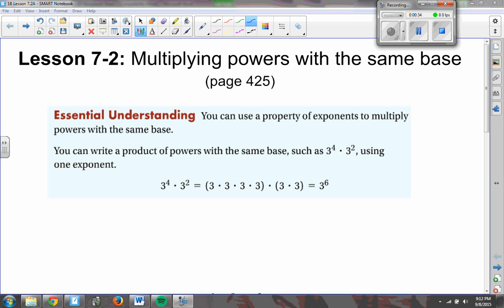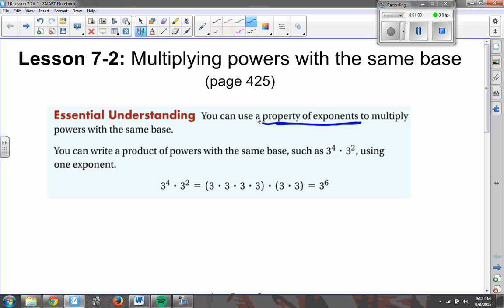For right now, we're going to look at this essential understanding paragraph that you see right there in the middle of page 425. That paragraph says that you can use a property of exponents to multiply powers with the same base. Okay, so we're going to learn a new property of exponents today, and we're going to see exactly how this works throughout the rest of this page 425.